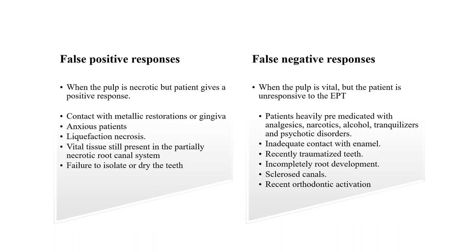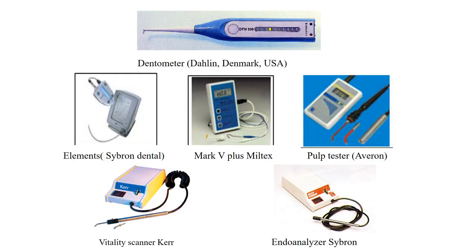In cases of immature teeth or recently traumatized teeth, just like for cold and heat test, the nerves are not responsive. In case of immature teeth, myelination is incomplete. In case of trauma, the pulp nerves are stunned, and because of this, there is a negative response. One more condition is when the patient is undergoing orthodontic treatment, which can be a reason for a false negative response. Now, these are the different pulp testing equipment which are available.